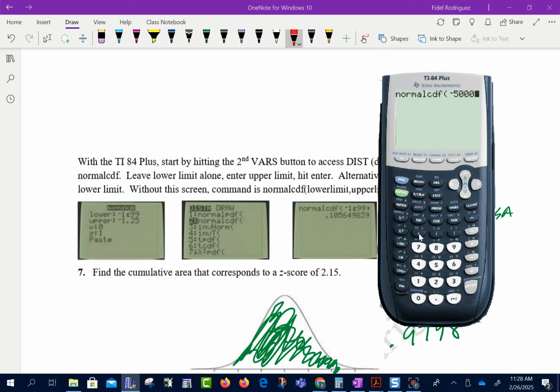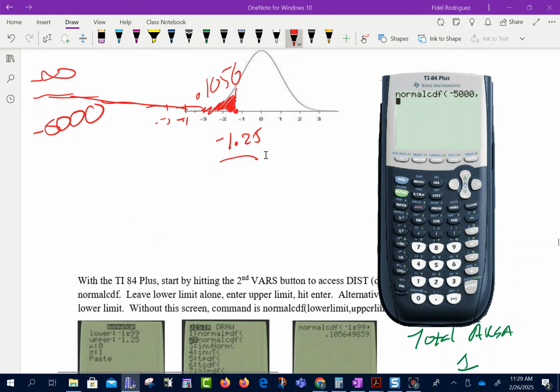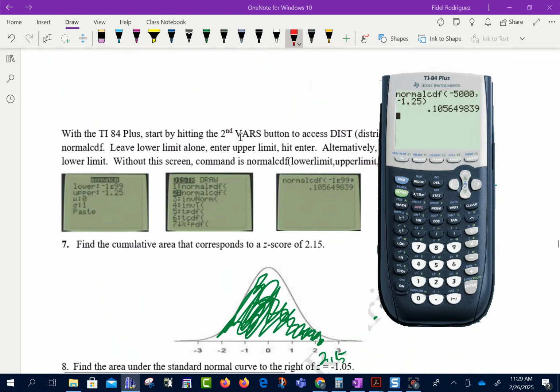Okay, comma. Where are we going to stop at? We're going to stop at negative 1.25. Close that off, hit enter. And y'all, look, 0.1056, which is what we got. So, if you're doing this on the calculator, you can leave that first number alone. Your second number, your upper, would be -1.25. Everything else is the same. Hit enter, and that's what you should get.